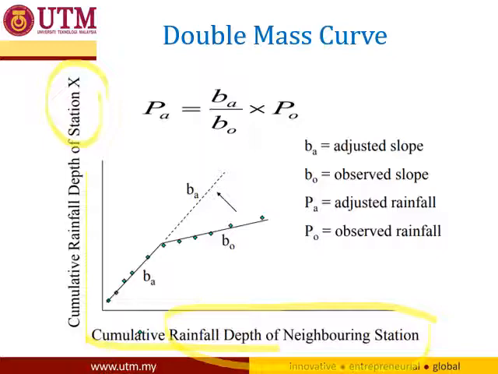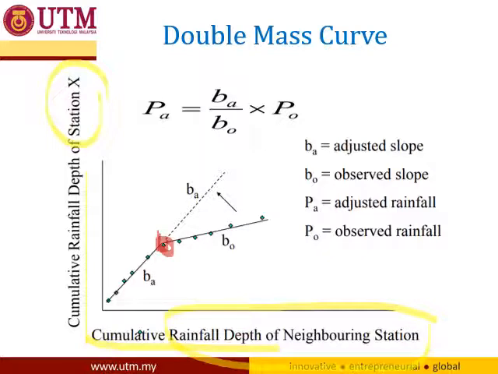So what you see here, if you plot and you find that there is some difference in the slope. For example here, there are two types of slope. So this means there is some break point. Okay, so where is the break point? The break point is here. This is where something occurred during this time.